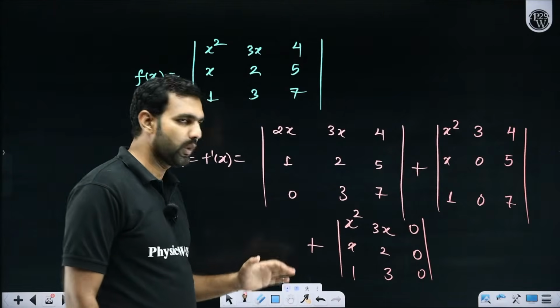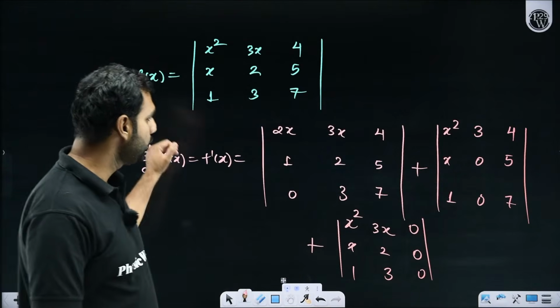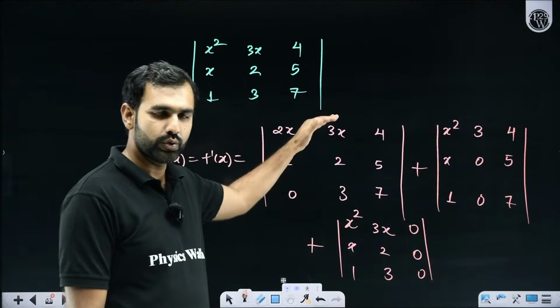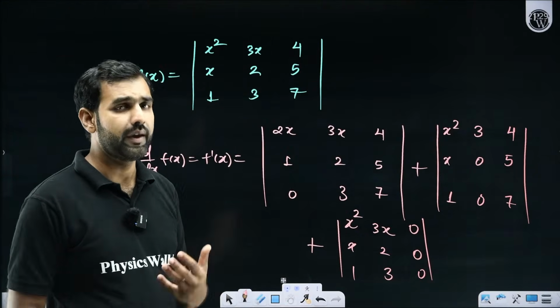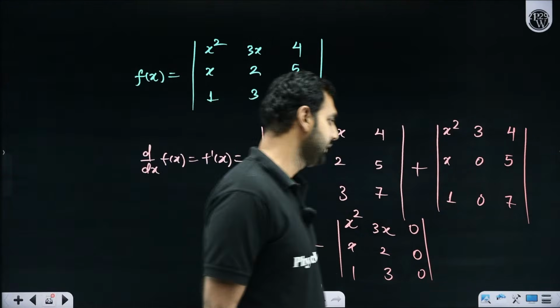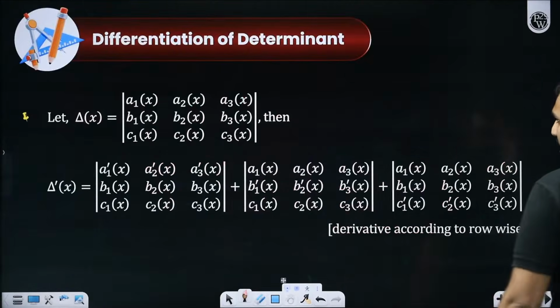Sir, you have done it column wise. Can we not do it row wise? Yes, you can. If you want, you can differentiate it row wise as well. First row, second row, third row. Keeping the other two rows intact, addition of this. That's exactly what they have written over here.